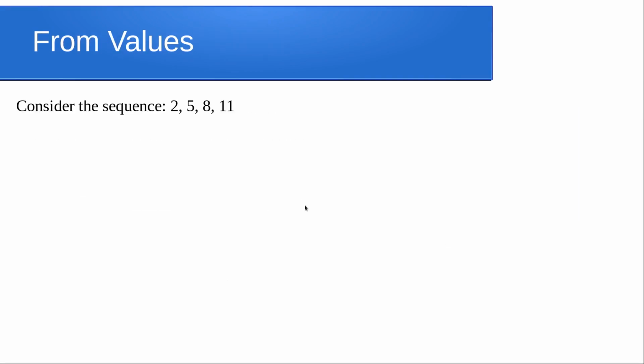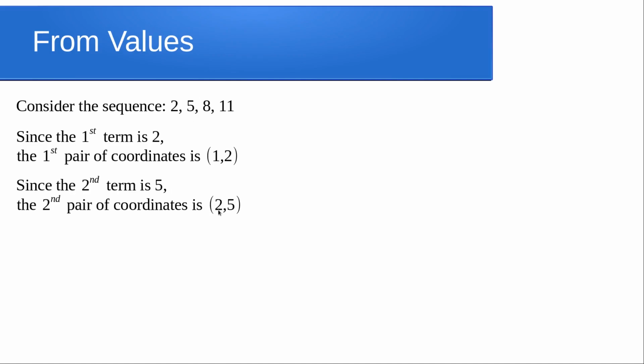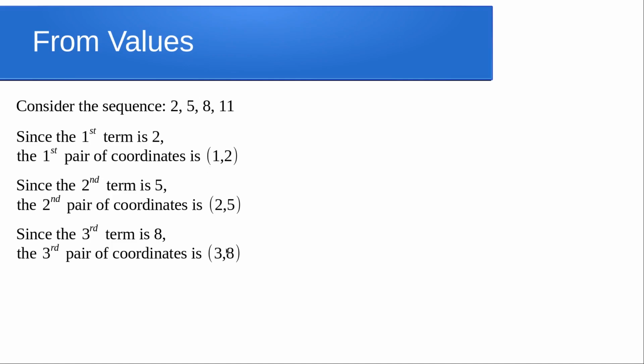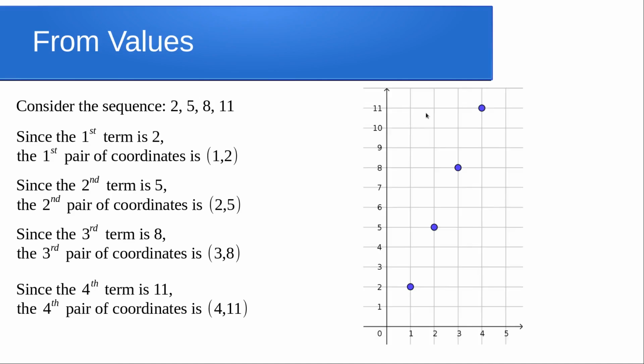Okay, so how do we do it from a sequence where we've been given the values like this, 2, 5, 8, 11? Well, because these are just points in a graph, we just need the pairs of coordinates. So because the first term is a 2, we then have the coordinate pair 1, 2. The second term is 5, so we have the coordinate pair 2, 5. The third one's 8, so it's 3, 8, and finally 4, 11. And when we plot this, we get the point 1, 2, the point 2, 5, the point 3, 8, and the point 4, 11. And that is our sequence represented graphically.